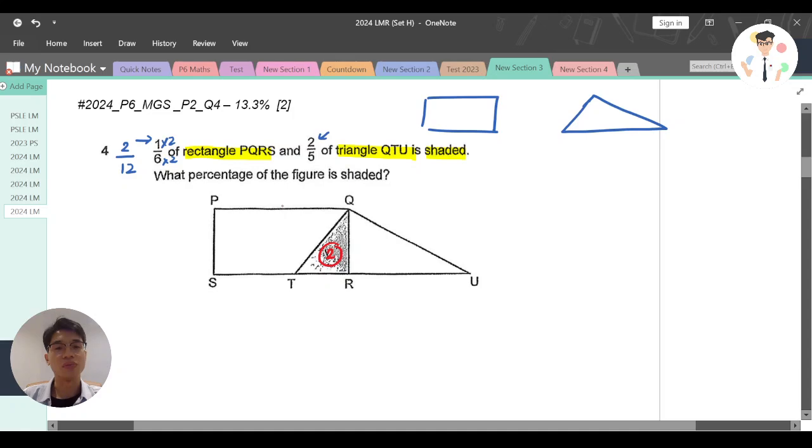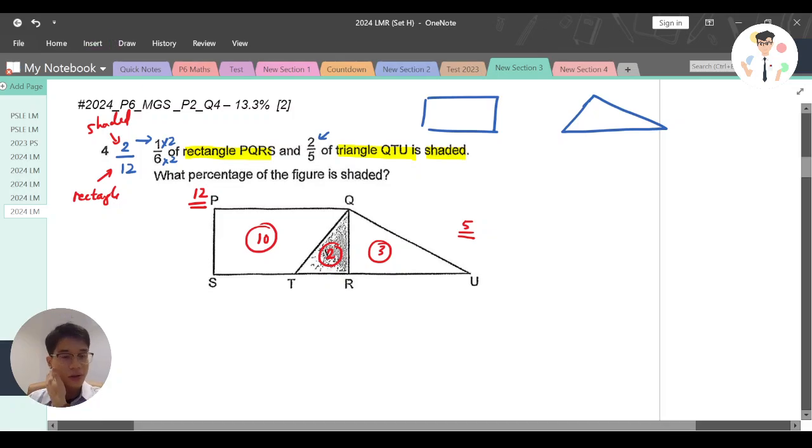A lot of students will make this mistake by putting here 12, but that's actually wrong. Why? Because this 2 is a shaded part, and this 12 represents the rectangle, and that includes the 2 unit here. So the rectangle is 12, and here will be 12 minus 2, 10 instead. The same thing, the whole triangle is 5, and here is 2, then here will be 3.